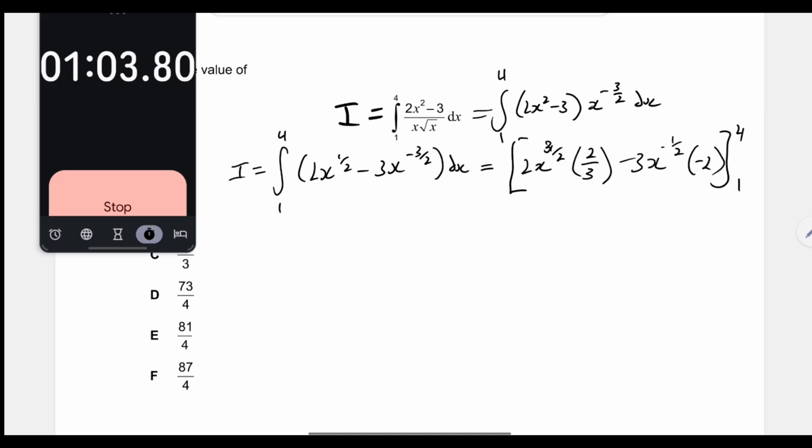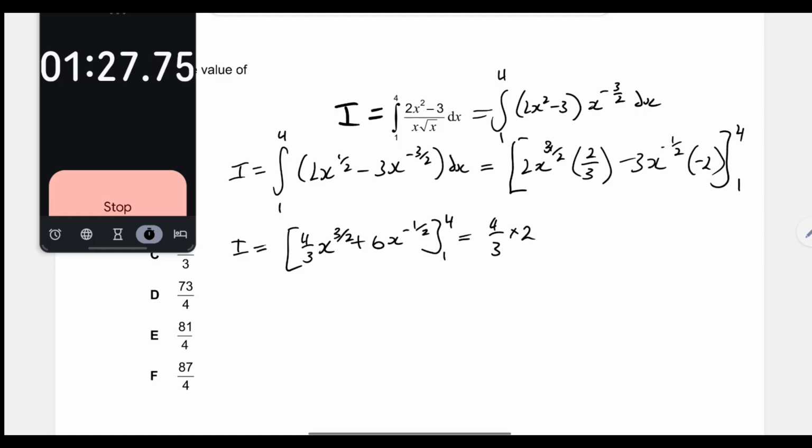Then from 4 to 1, plus 6 divided by x to the minus 1 over 2, 4 to 1, which is going to be 4/3 times 2 to the power of 3 minus 6 over 2, minus 4/3 plus 6.